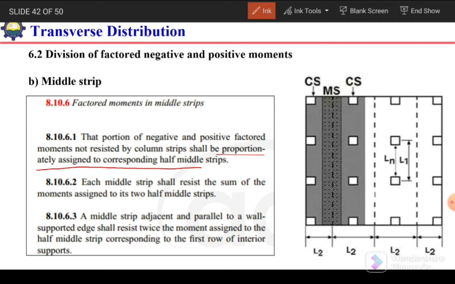Each middle strip shall resist the sum of moments assigned to its two half middle strips. Actually, here we have one half middle strip, this one, and the other half middle strip, this one. For this half middle strip, the moment will be from this frame, and for this half middle strip, the moment will be from this frame. So the moment of this, for example, is M1, and from this M2. The sum of these two will be the total moment for the complete middle strip.